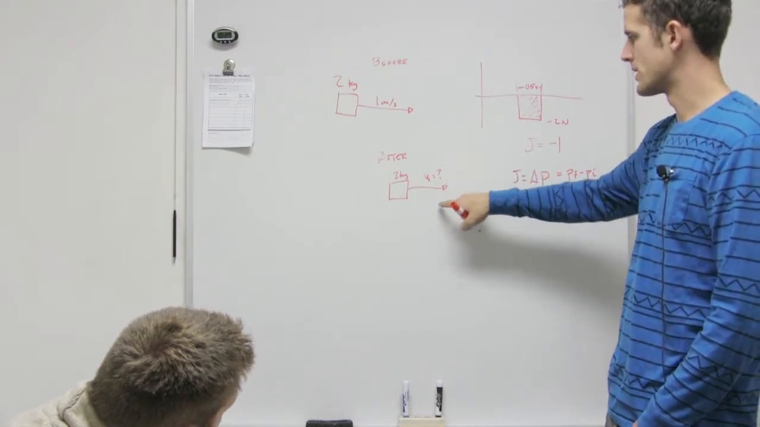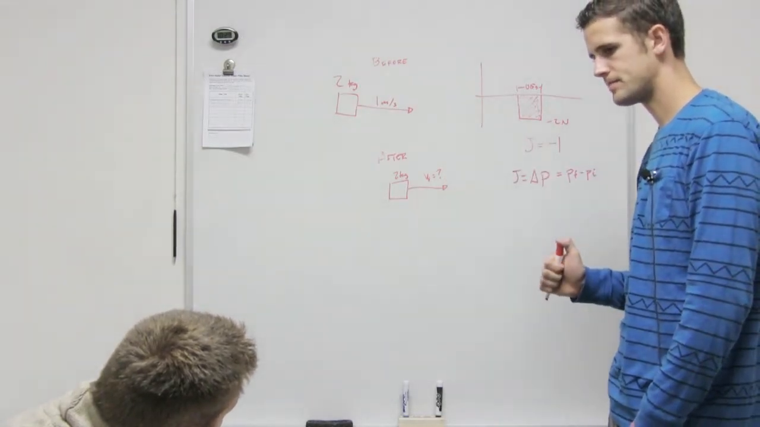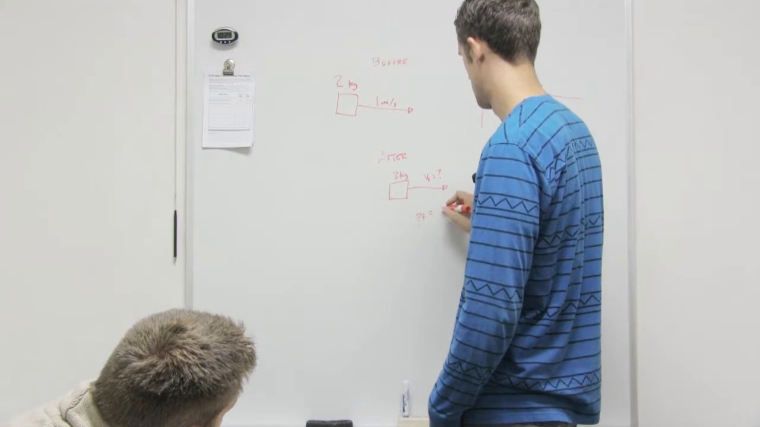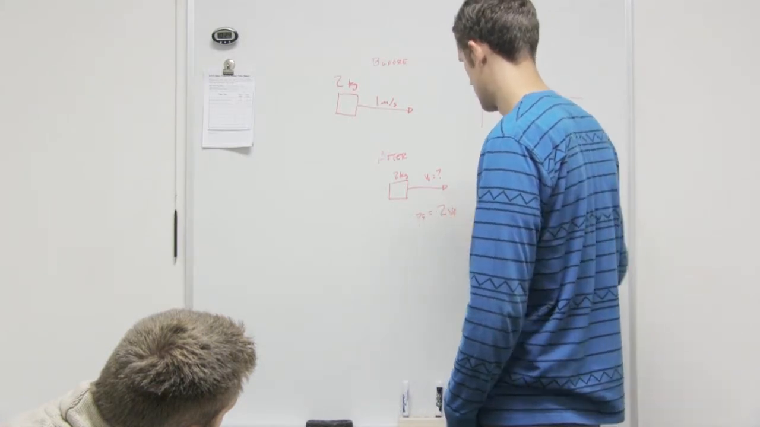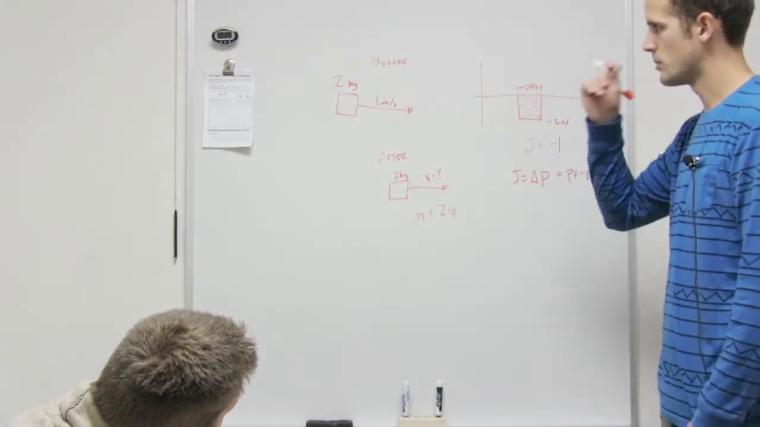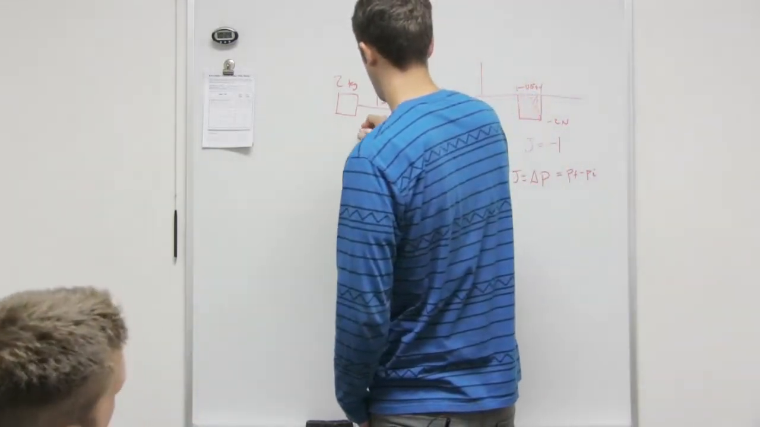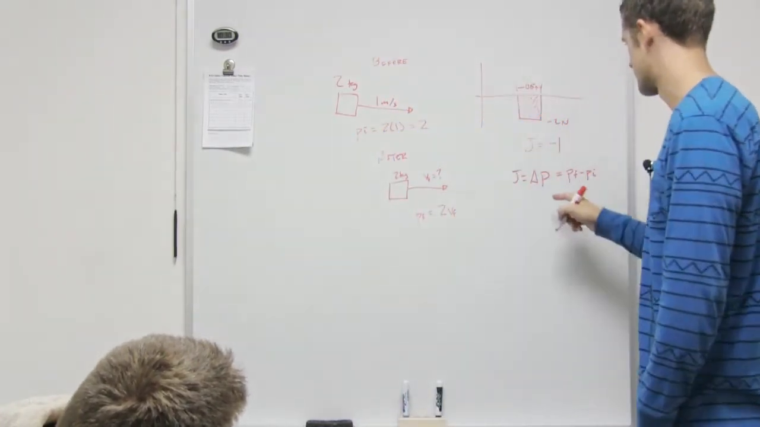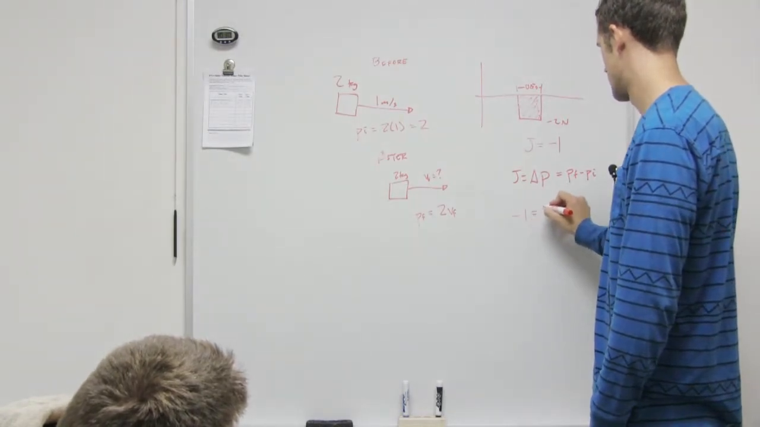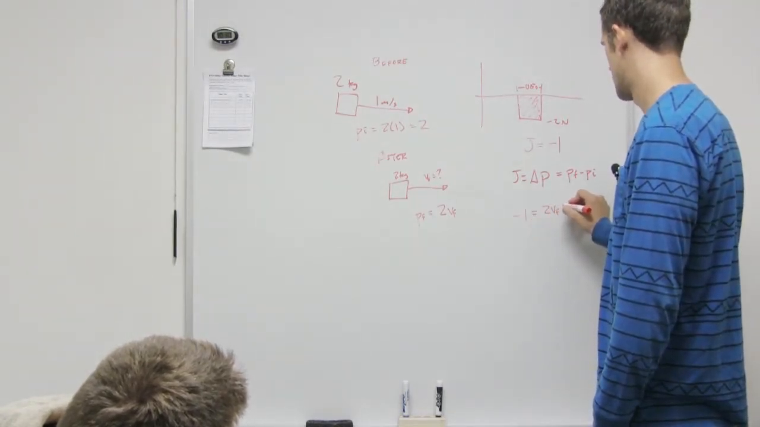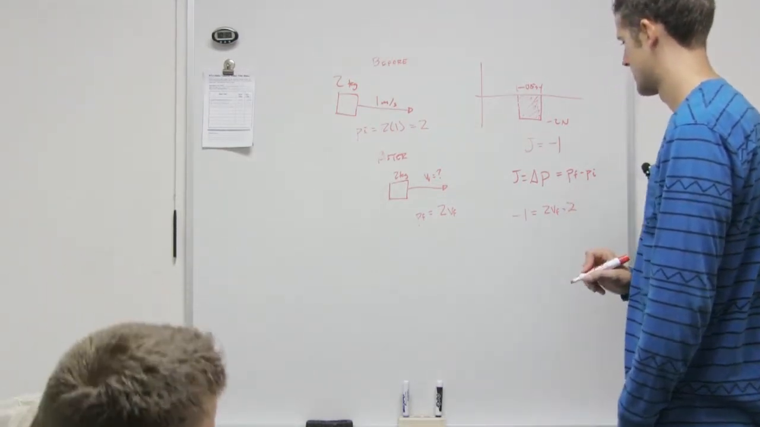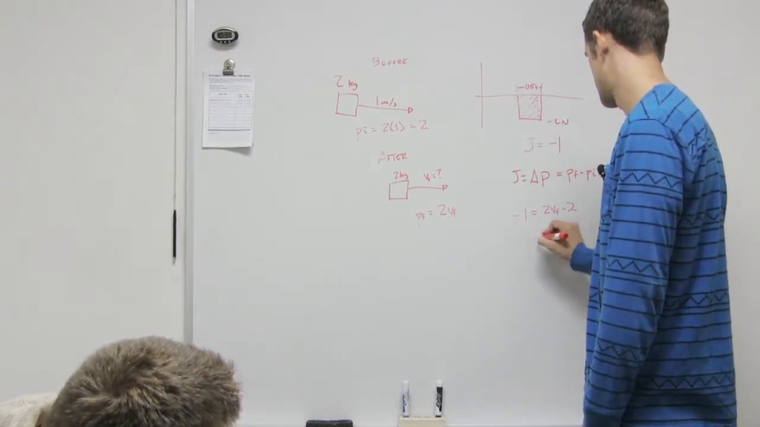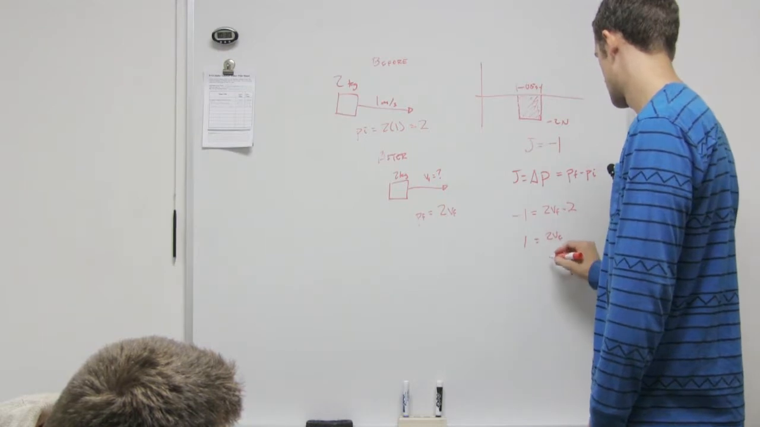So what's the momentum here? That's the final momentum. It'd just be 2 times V final. What's the initial momentum? 2 times 1, which is 2. Then we can put it in here, so we can say J is -1 equals 2 V final minus 2. And you just bring it to the other side. So 1 equals 2 V final. So V final is 1/2.